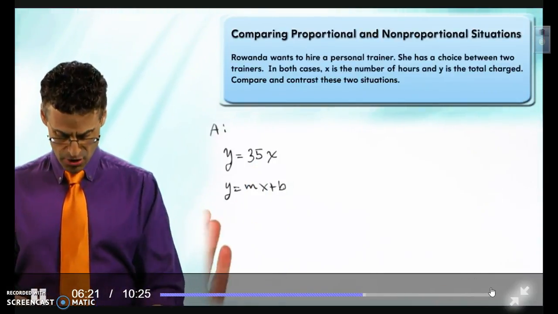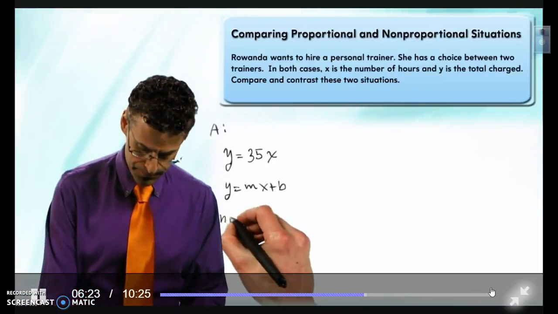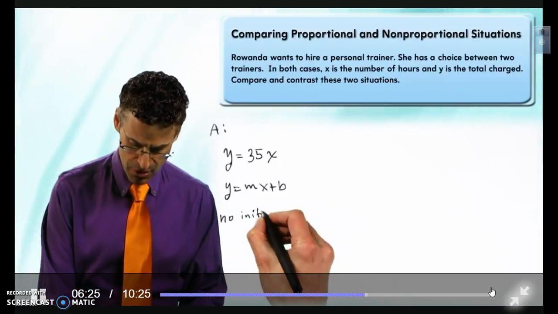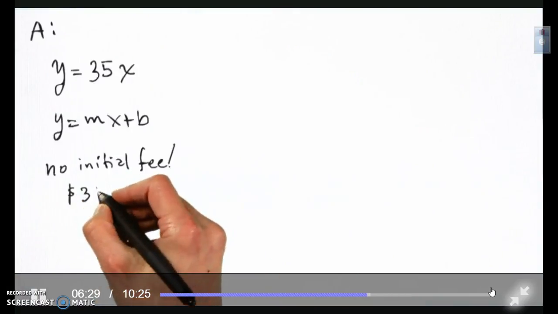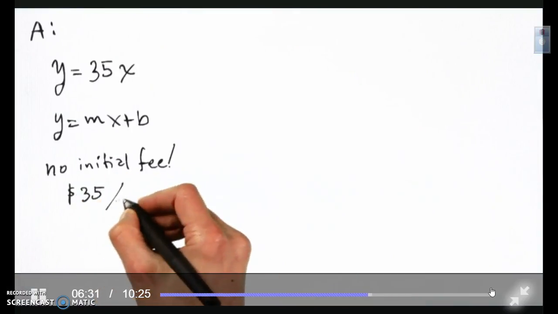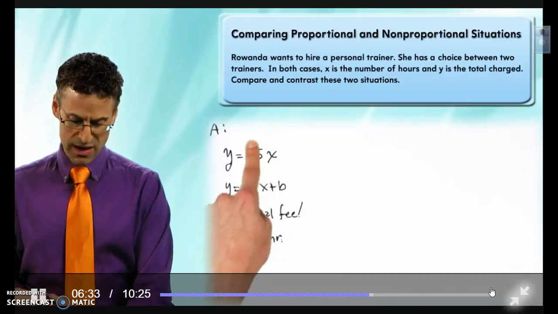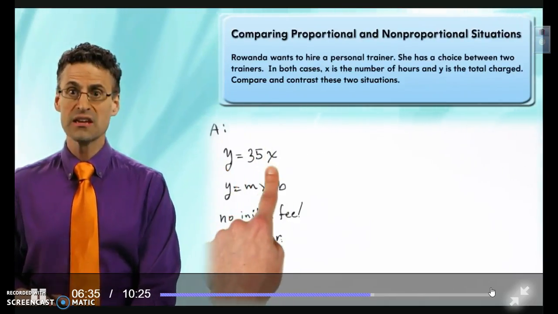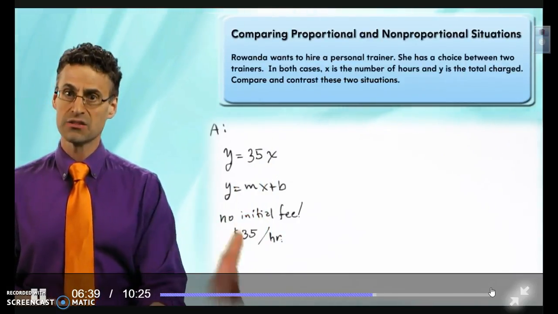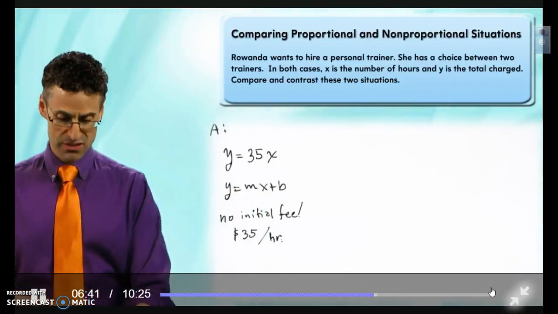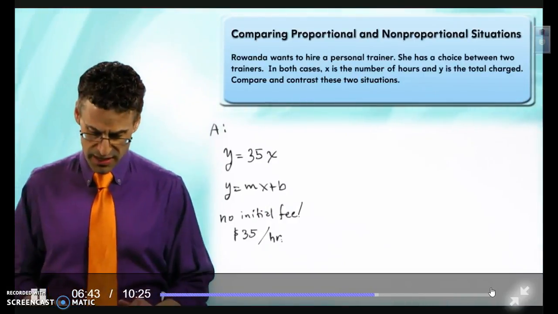So this is saying no initial fee. That's good. And then it's $35 per hour. Let's just check that out. If x is 1, that means 1 hour. This works out to be 35. If x were to be 2, then 35 times 2 is 70, and it's $70, and so forth. It's $35 an hour. That's the rate. Okay, done.